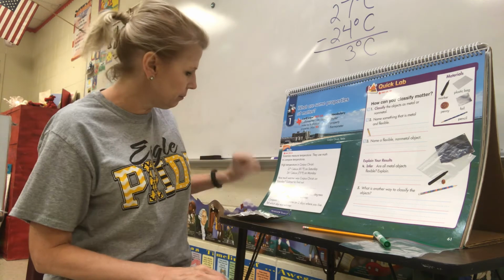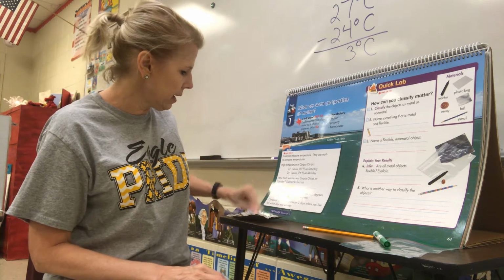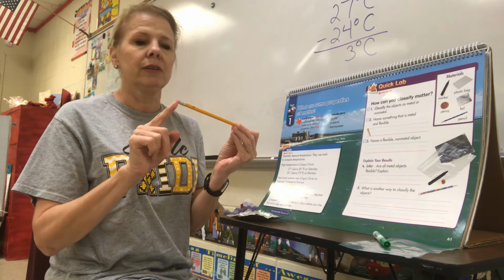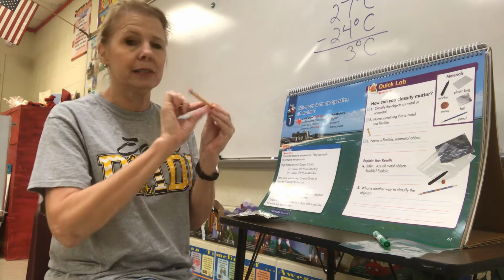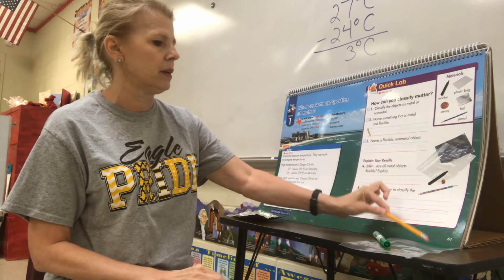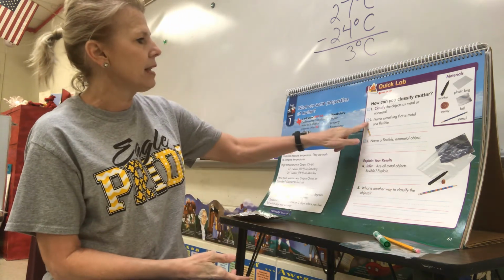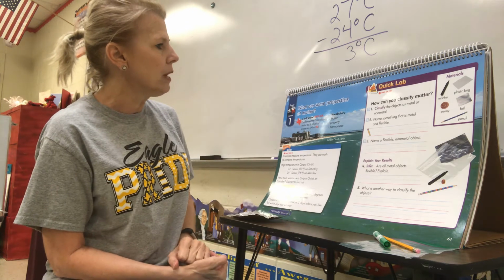We have a penny. Pennies are made of metal. So let's put that on this side. And we have a pencil. Well, there's a little bit of metal on there, but it's mainly made of wood, so we're going to put it in the non-metal. Okay, so it says name something that is metal and flexible.